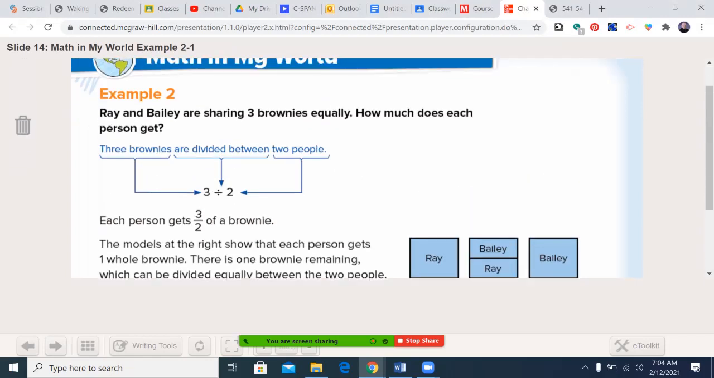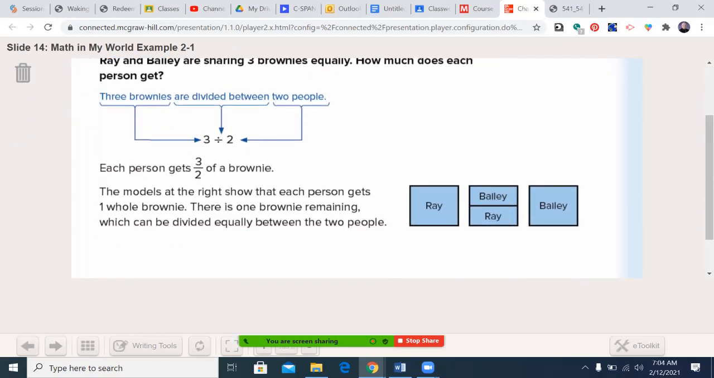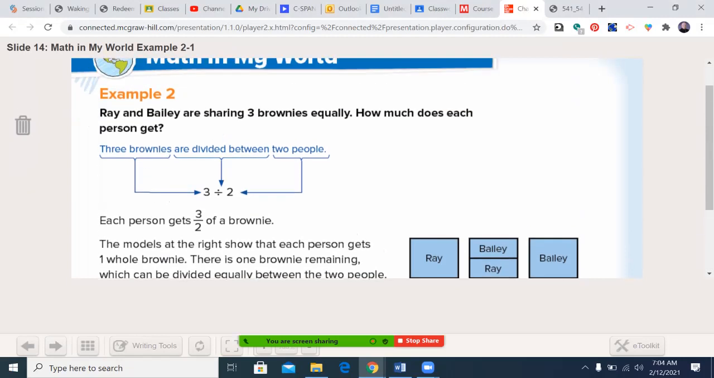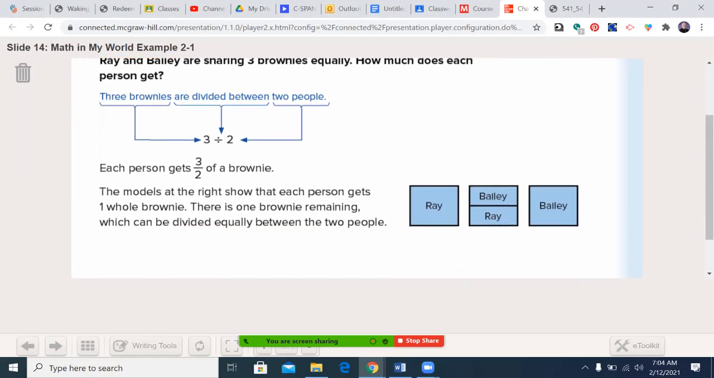It says Ray and Bailey are sharing 3 brownies equally. How much does each person get? So we have a model here. Here's the brownies. 1 brownie, 2 brownies, 3. And they're split.